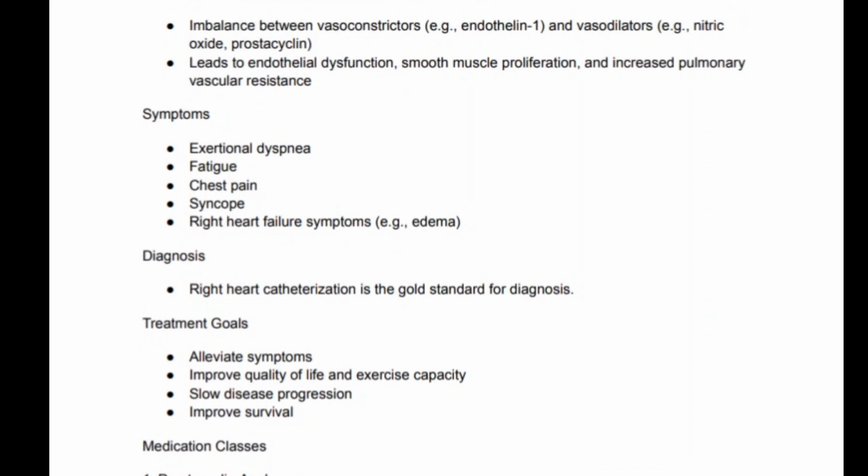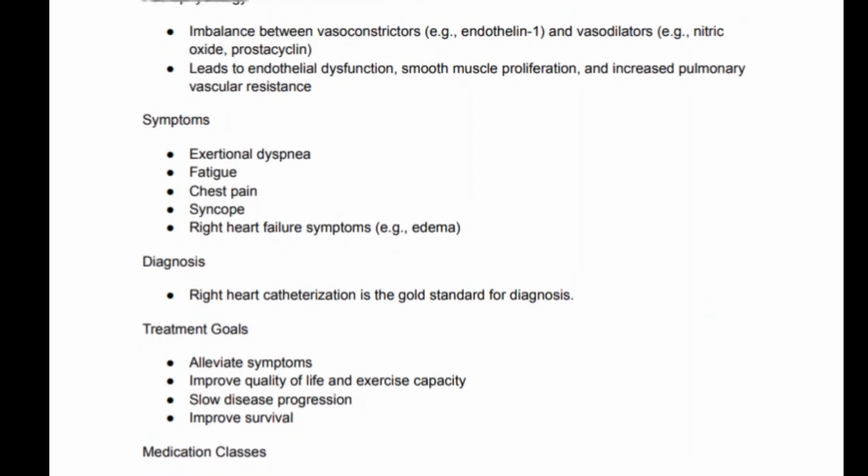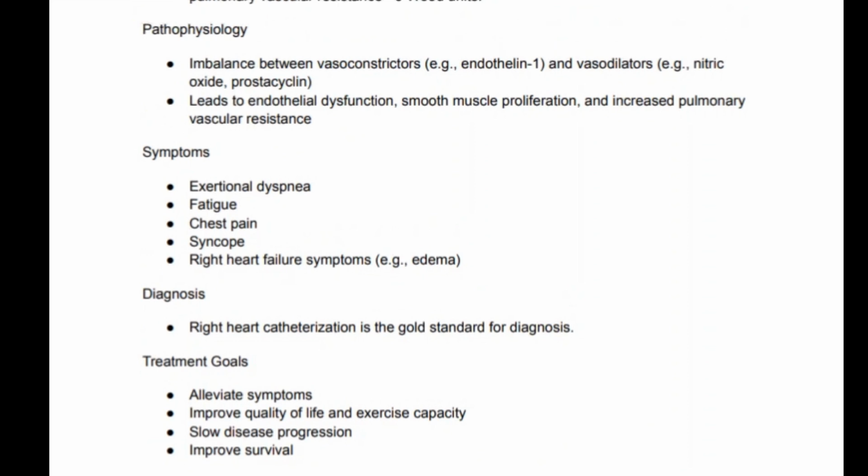Excellent recall. And what's the black box warning we need to know for bosentan? Bosentan has a black box warning for both hepatotoxicity and teratogenicity. It's important to counsel patients of childbearing potential. Absolutely. Now, let's talk about ambrisentan. What can you tell me about that one? Ambrisentan only blocks one type of endothelin receptor. It's a selective ERA. It can cause peripheral edema and nasal congestion.